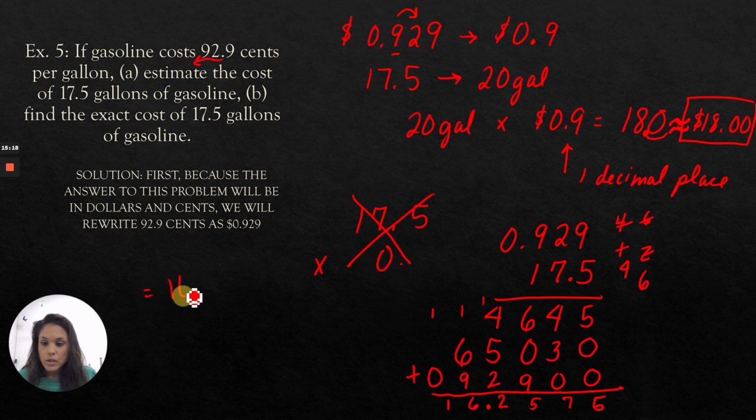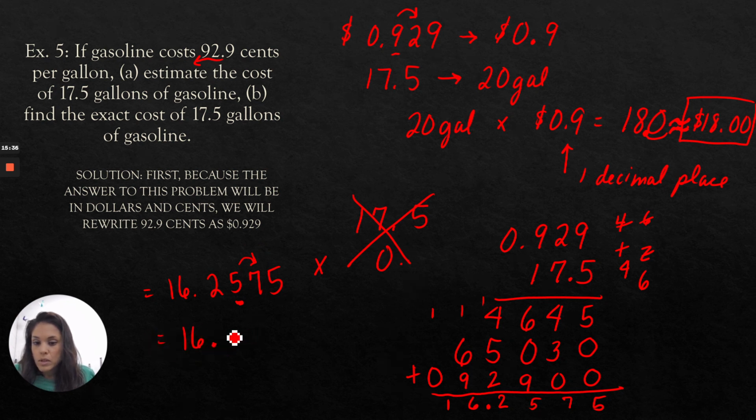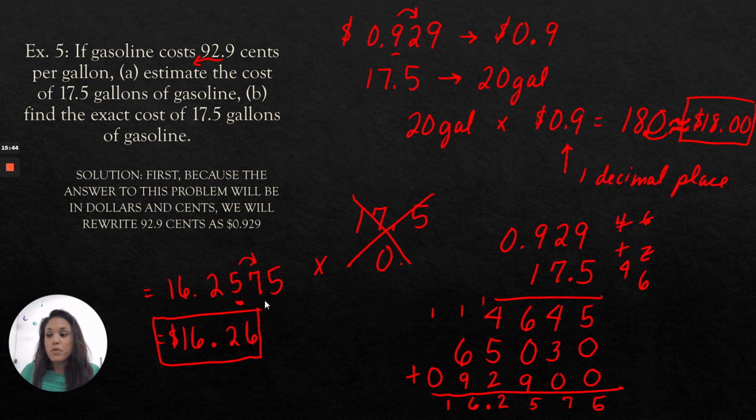So my exact answer is 16,257.5. Now we're dealing with money, so we need to stop it at the hundredths place. And because this is a 7, I'm going to turn this into 26 cents. $16.26. Okay, let me know if you have any questions about that.